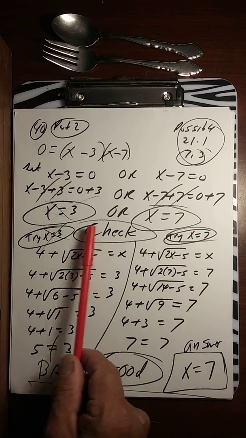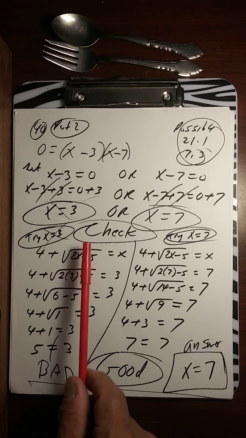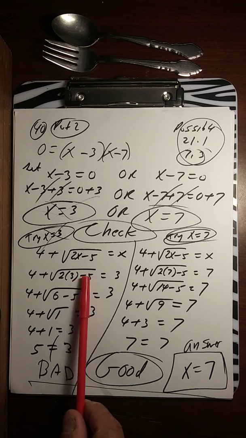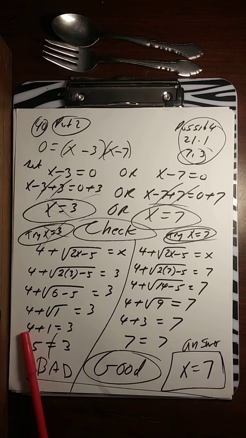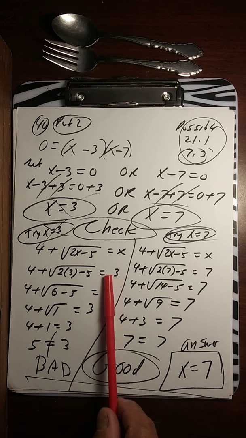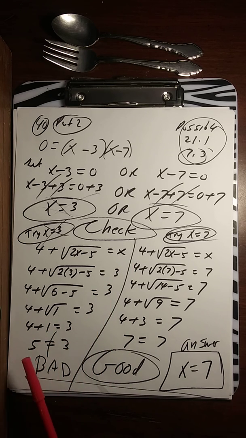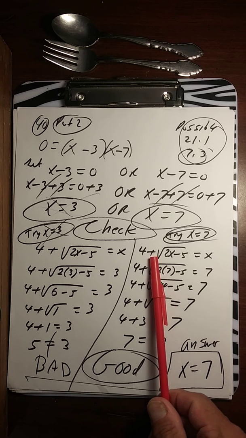Let's try, check. Does 3 work? Put 3 in the original problem. 2 times 3 is 6. 6 minus that is 1. Square root of 1 is 1. 4 and 1 is 5. Isn't that equal to 3? No, bad. Other side. Put a 7 in there.